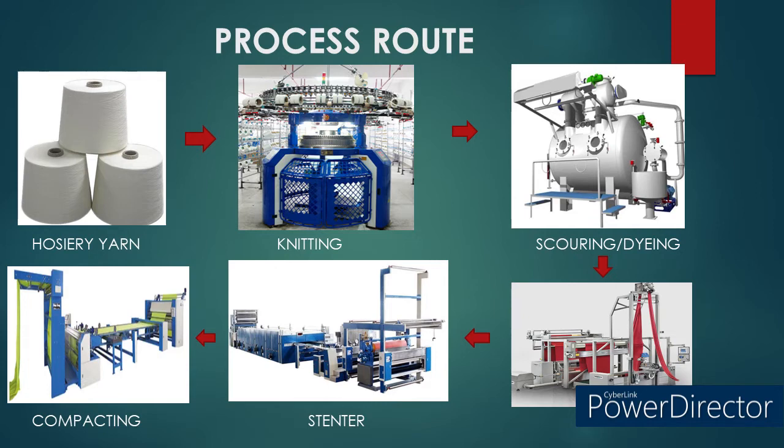Number 1, hosiery yarn. The yarn which is used for knitting is called hosiery yarn. Number 2, knitting. Number 3, scouring followed by dyeing in rope form. Number 4, slit open stenter.